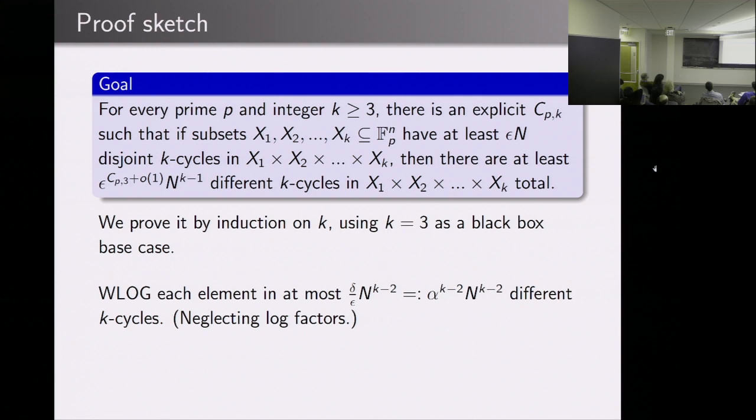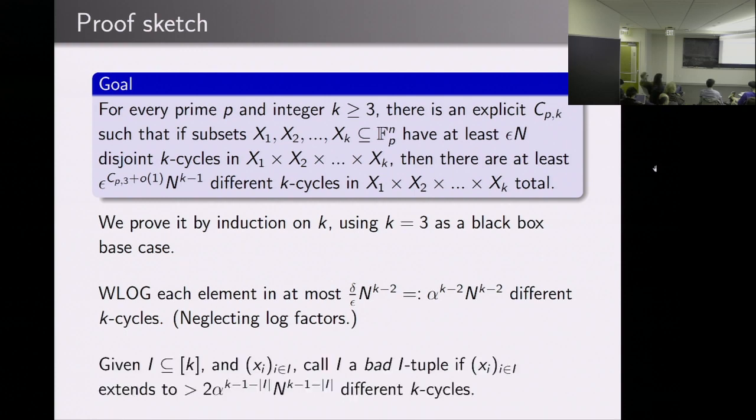And as this is the same as before, we can assume that each element is in at most roughly delta over epsilon times n to the k minus 2 k-cycles again. And then we'll define alpha to be the k minus second root of delta over epsilon. So this is alpha to the k minus 2 times n to the k minus 2.